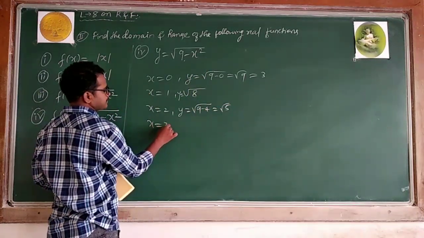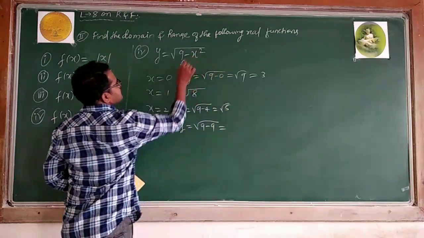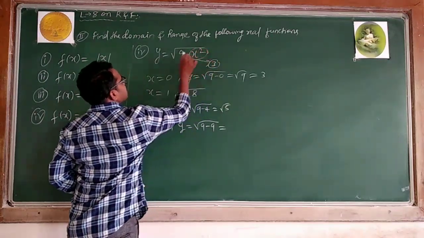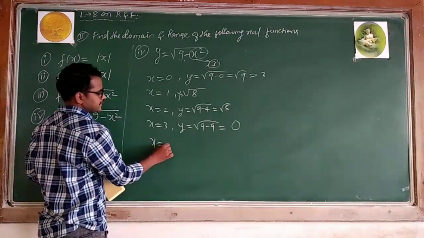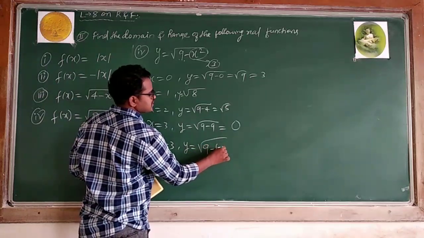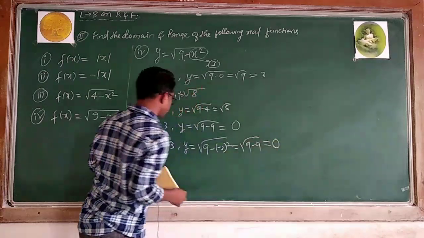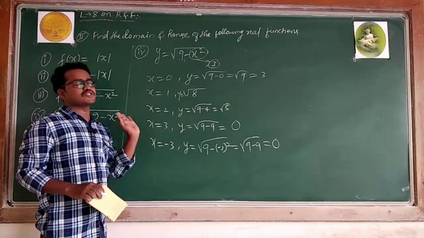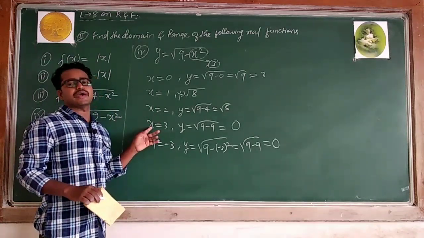X value 3, y value 9 minus 9, because 3 squared is 9, so 9 minus 9, which is 0. If x value is −3, y value again 9 minus 3 squared, you will get again 9 minus 9, so y will be 0. When you take +3 or −3, you get 0. Here −3 is the minimum number for x, and the maximum is +3.